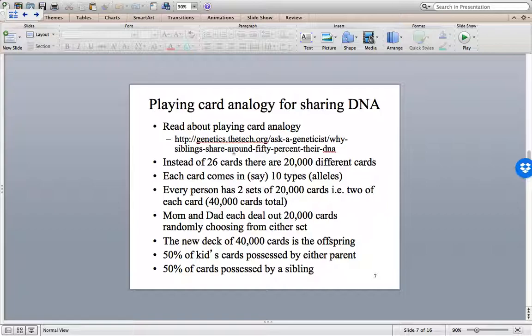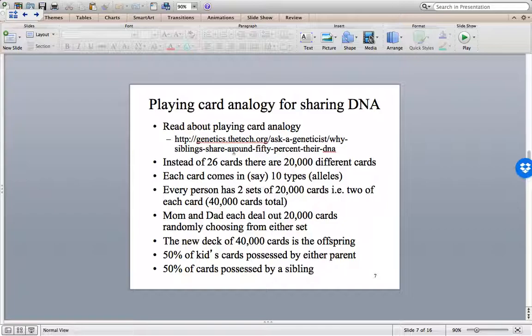And then mom takes the top card from each of her two stacks and randomly picks one of them and puts that into a new stack. And does that for all 20,000 cards. Dad does the same. The two new stacks totaling 40,000 cards represents the offspring.